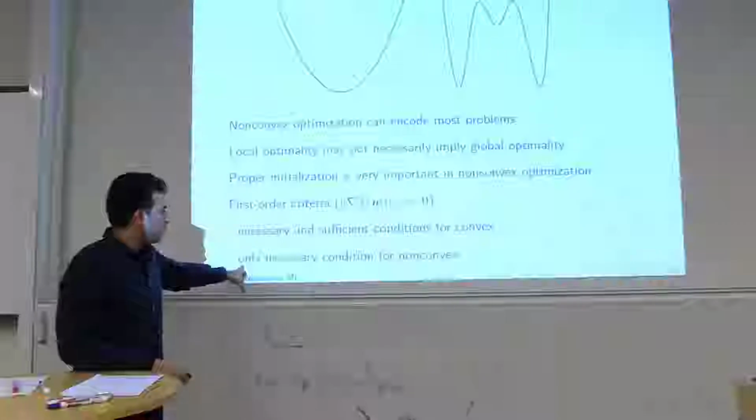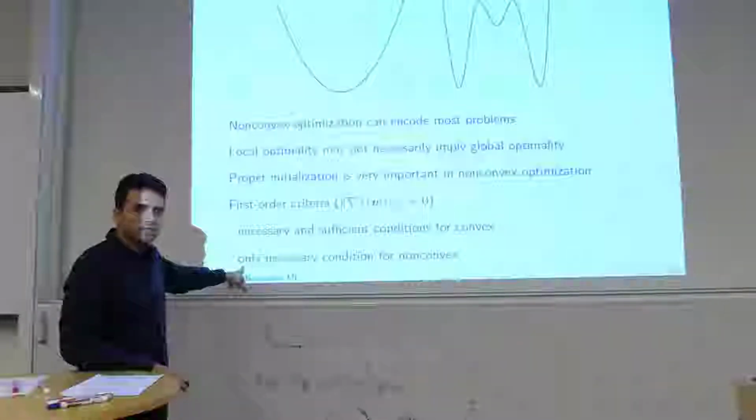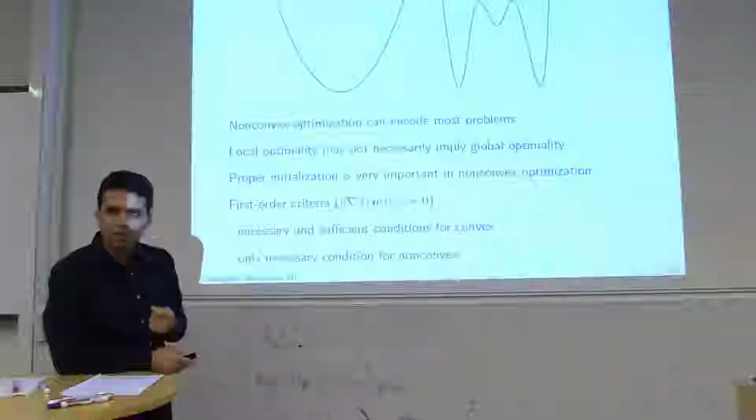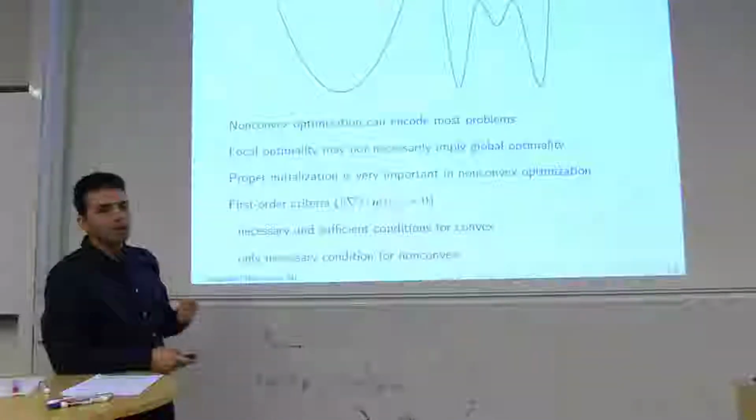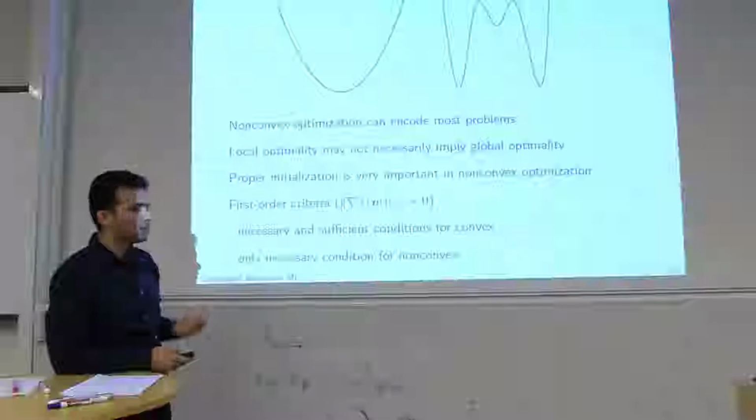So then we can say only necessary conditions. What does that mean? It means that a point is a local minimum if, well, let's say all the local minima should have a vanishing gradient.